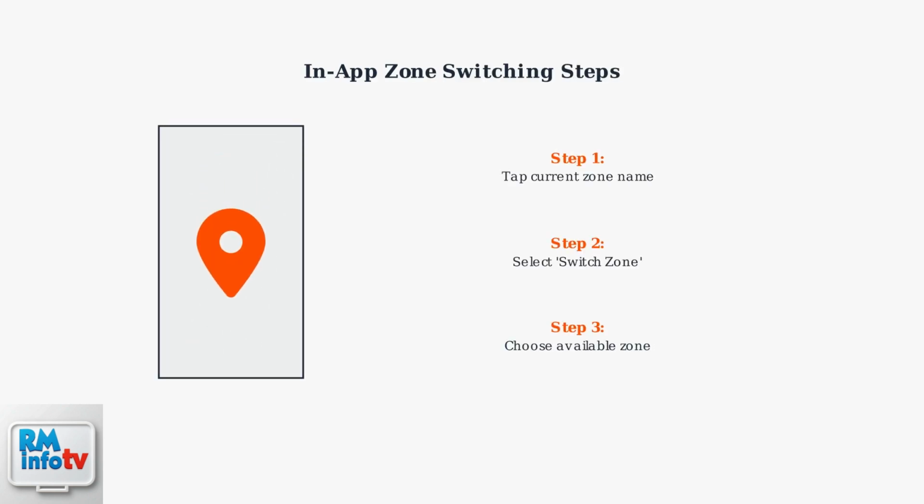First, tap your current zone name at the top of the screen. Then select Switch Zone from the menu. Finally, choose an available zone from the list and confirm your selection.